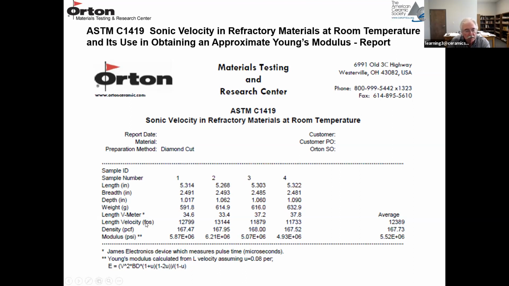And then you calculate the velocity in feet per second. And then from the equation I just showed, you get an elastic modulus. These are all around an average of about 5.5 million PSI. The sonic velocity was about 12,000 feet per second. So that's a method used to approximate the elastic modulus.